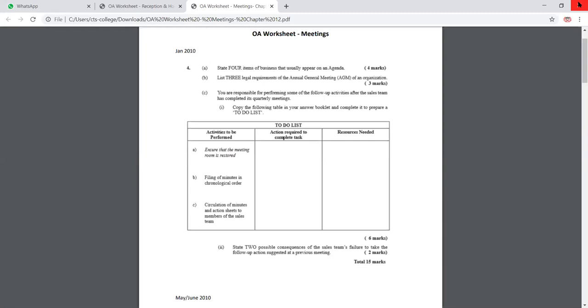Jaden, would you be able to answer that question for me? Can you tell me what are the three legal requirements of the AGM of an organization? What is the answer? The annual financial report. Okay, well, remember, that's what the meeting is going to be based on. But the question is really, what are the legal requirements? There are three legal requirements of the AGM. What are those three? I think we would have touched on this last week as well. It would have been in one of the previous questions, so it's something that we probably have written in our books already.